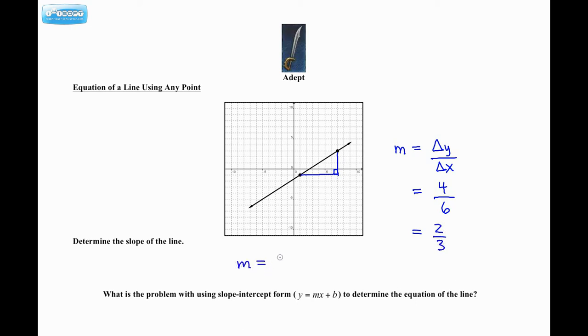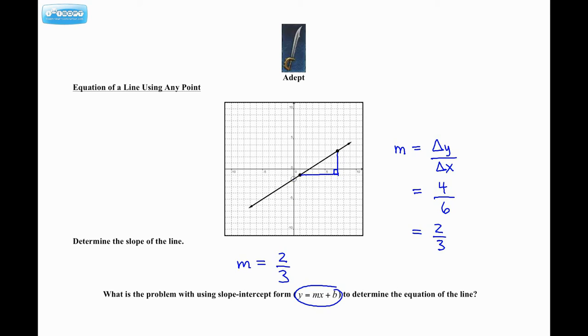M equals 2/3. Well, then it asks, what is the problem with using slope-intercept form, again that's this form here, to determine the equation of the line? Well, if you want to use this one, you need two things. You need the slope, which we just figured out, but you also need the y-intercept. Well, look at the graph. Look where the y-intercept is.